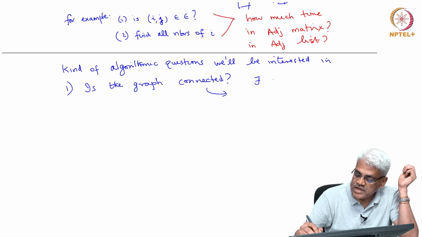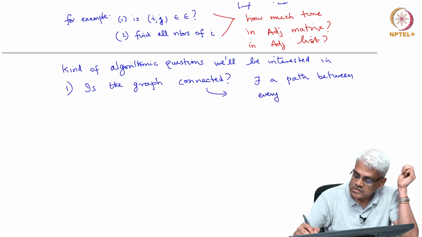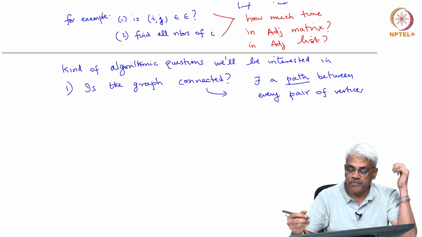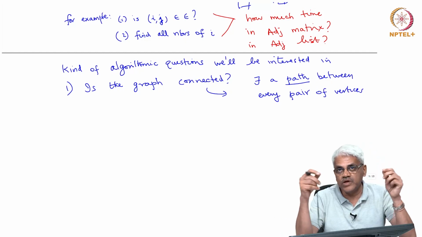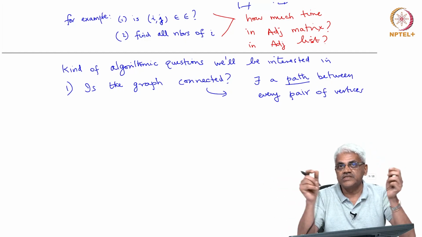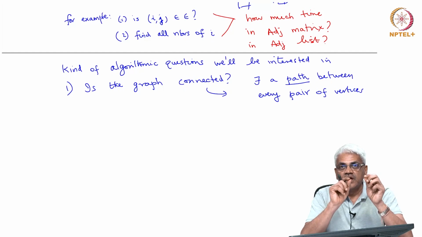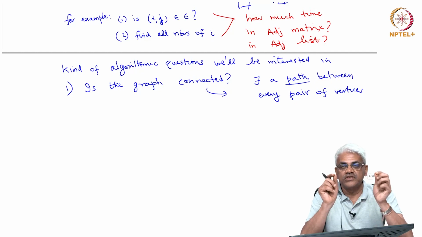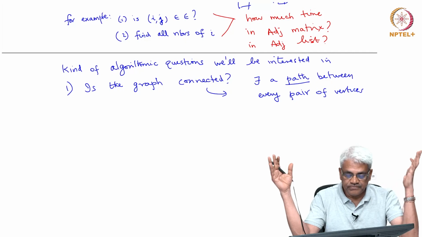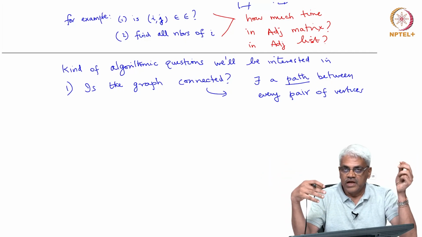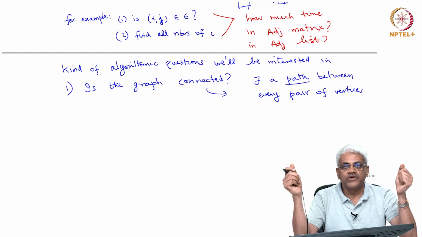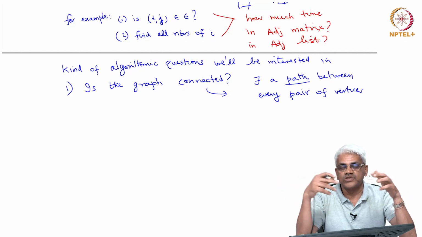What does it mean that the graph is connected? That there exists a path between every pair of vertices. Not an edge, but a path. Okay, what is a path? It's a sequence of vertices and edges that alternate, where the edges are incident on these alternate vertices. If you want to talk about a path between x and y, the first vertex is x and the last vertex is y in this path.